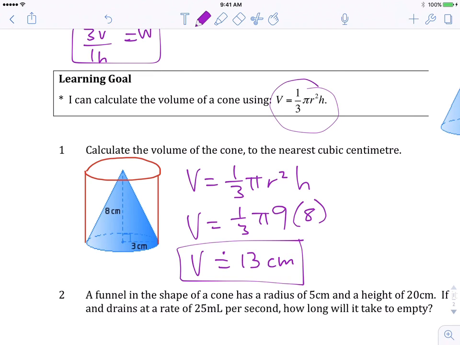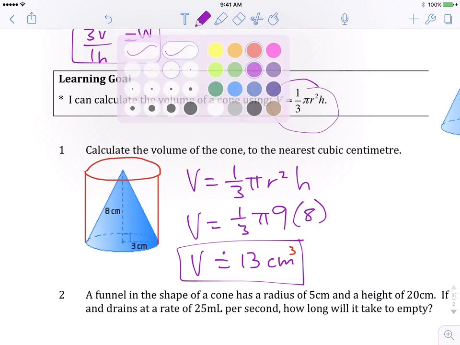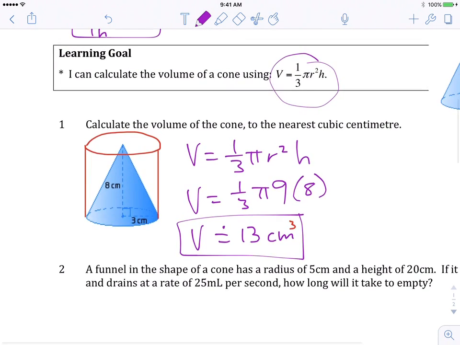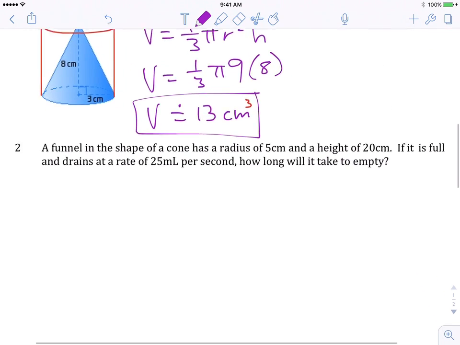cubed. Actually, I should put that in red. Very important that you put cubed. Okay. Cubic centimeters, and the reason why there's a 3 there is because there are 3 dimensions, right? There's area, which is 2-dimensional, and height, which is your 3rd dimension. All right, so this question should look familiar.